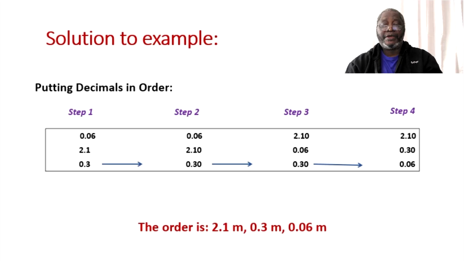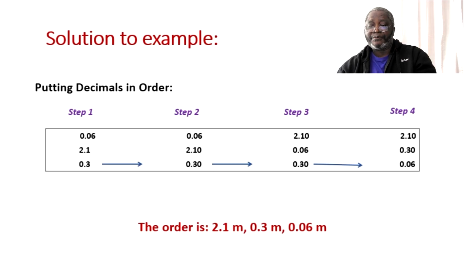As we'll see in step 3, which says, now you can start organizing. In decimals, the first decimal place is always bigger than the second decimal place. So you need to rearrange that in step 4. So 2.10, 0.30, and then 0.06.